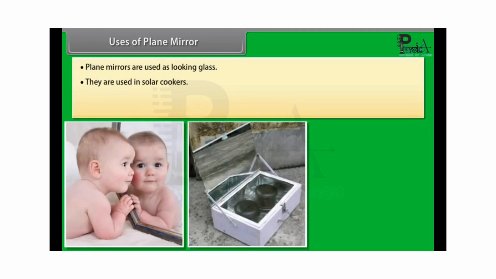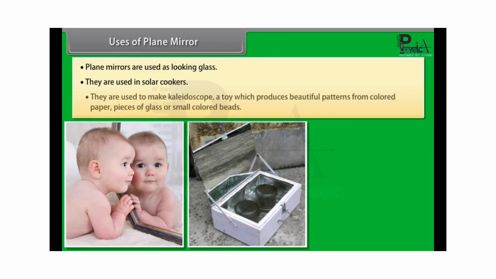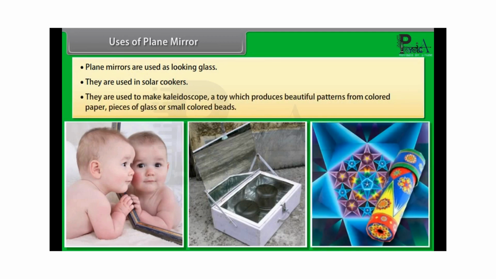They are used in solar cookers. They are used to make kaleidoscope, a toy which produces beautiful patterns from colored paper, pieces of glass, or small colored beads.